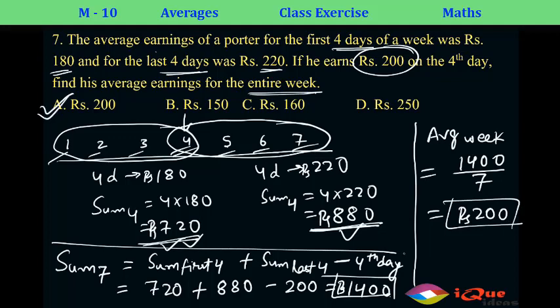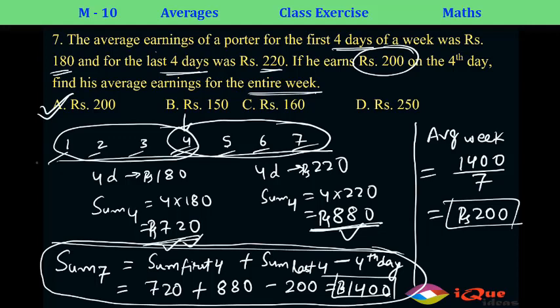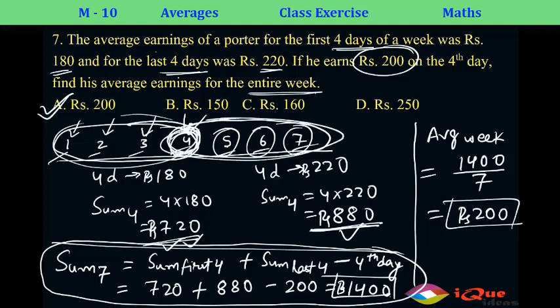Now the trickiest part of this question was the calculation of the sum of all 7 days. I repeat, if you add the first 4 days, you get first day, second day, third day and fourth day. Then you add the last 4 days, you get 4th day, 5th day, 6th day and 7th day. That means the 4th day is being added twice if you add both of these values. So what we do, we add first 4 days plus last 4 days and subtract the 4th day to remove the duplicacy of data. So we get the total sum as 1400 and from there we calculate the average as 1400 divided by 7, which is 200 rupees per day.